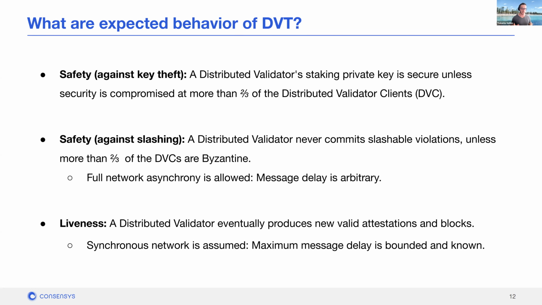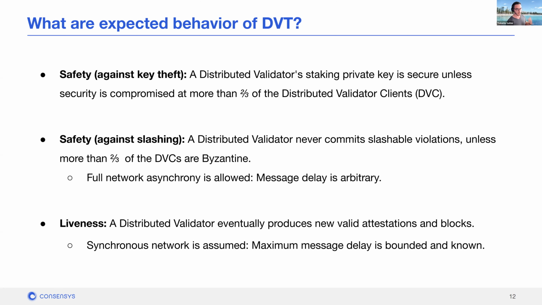So this condition is guaranteed under full network asynchrony, meaning that we allow any possible message delay. So message delays are arbitrary. We consider that a message might be delivered immediately, or never delivered in 10 seconds, 100 seconds. We allow any type of schedule. And liveness says that a distributed validator eventually produces new valid attestations and blocks. This must hold under a different network condition, which is a synchronous network, meaning that message delay is bounded and known.